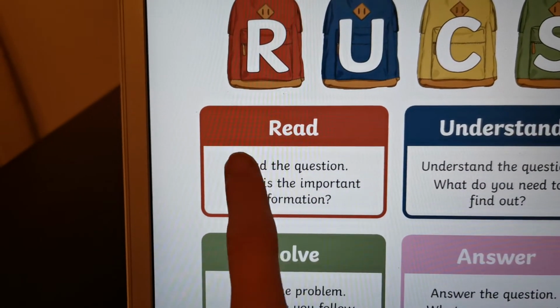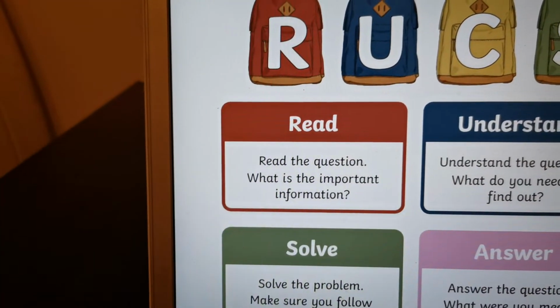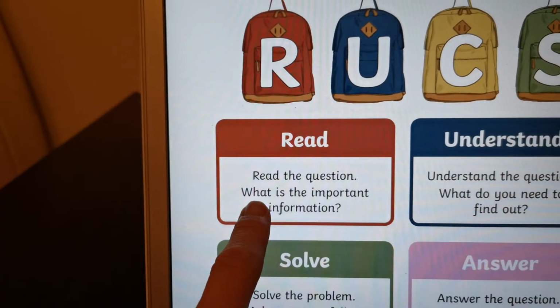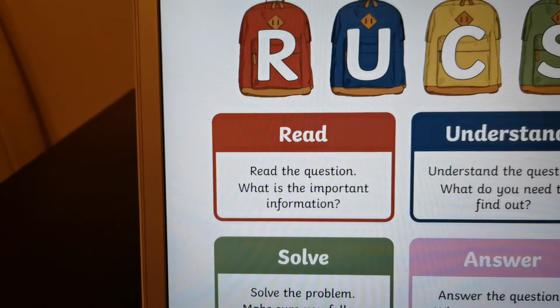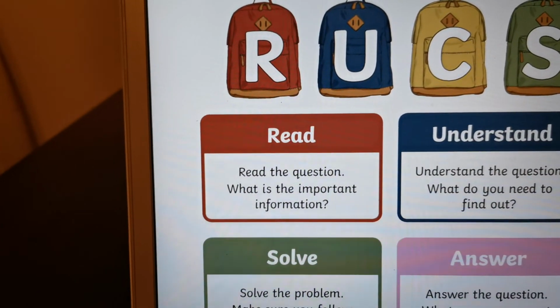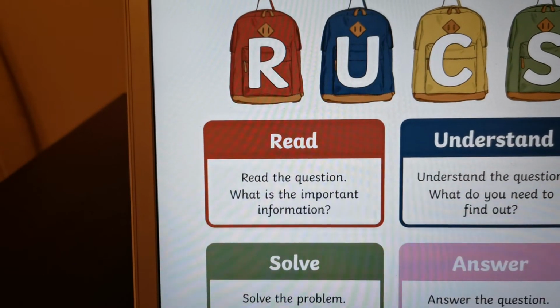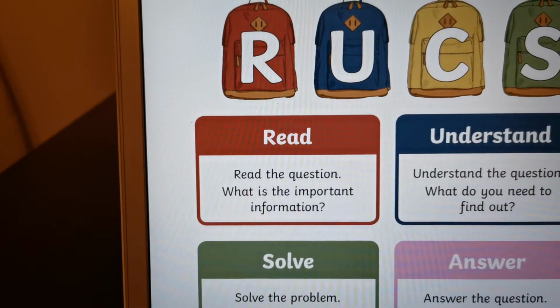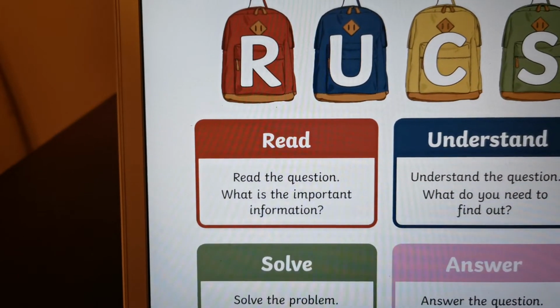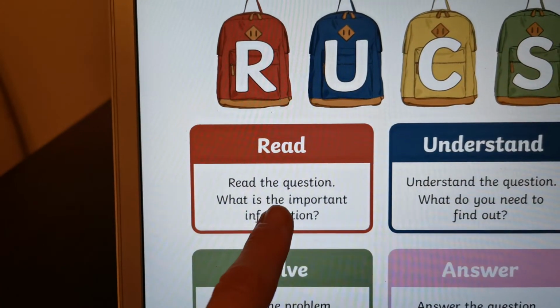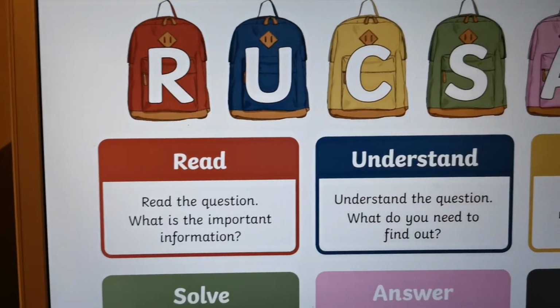The first thing you need to do is read the question. All right, this is when you're trying to solve a word problem. Read the question. And what is the important information? Is it important what kind of flower is being grown, or what car you're driving to school in these word problems? No, generally not. All right, so you need to read it first and find the important information.